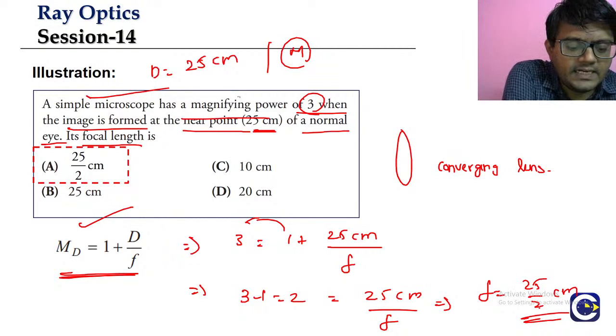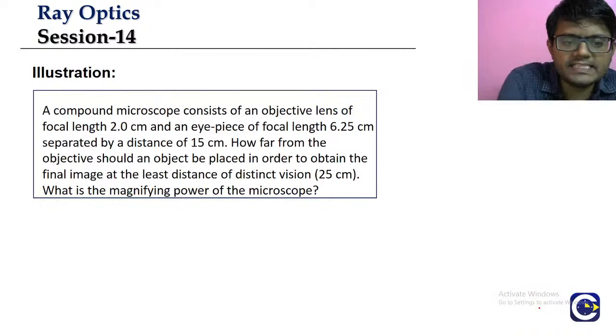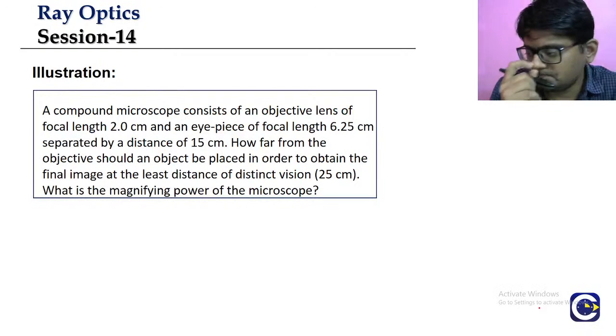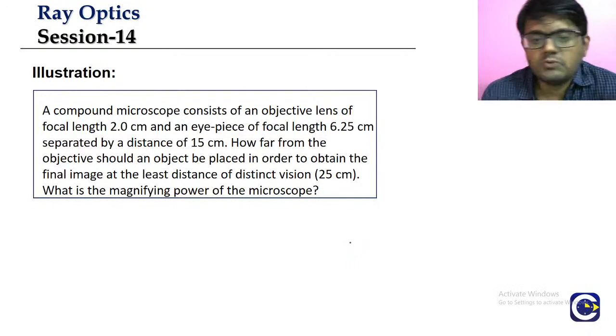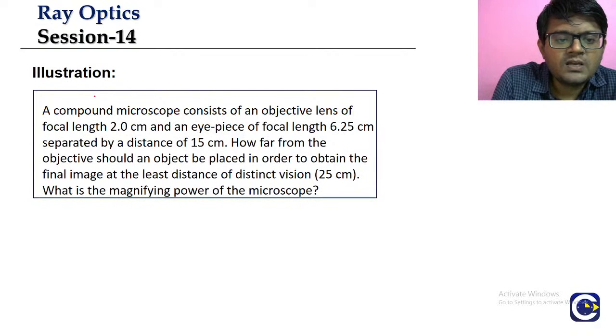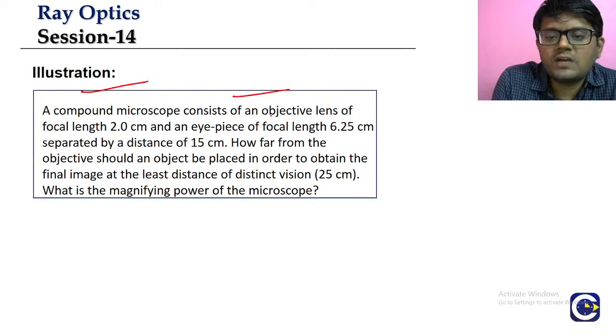So let us go to the next part. So the next question is about the compound microscope. Look at this guys, this is about what? Compound microscope. Compound microscope consists of objective lens, focal length 2 centimeter, and eyepiece.